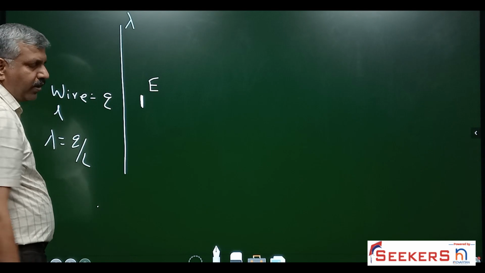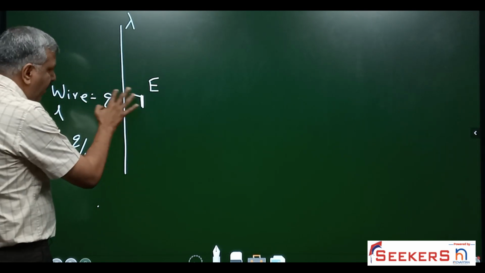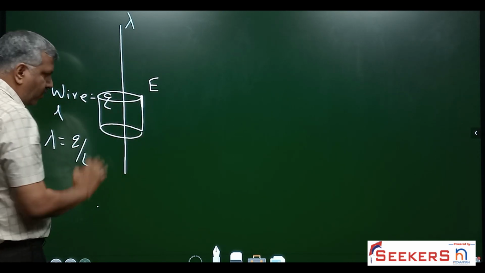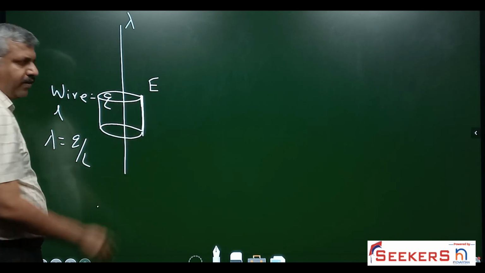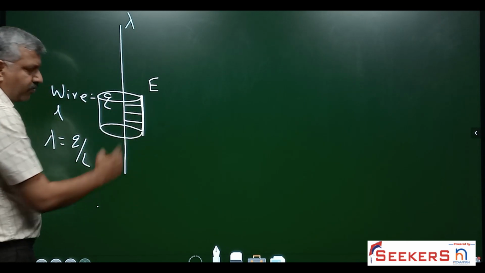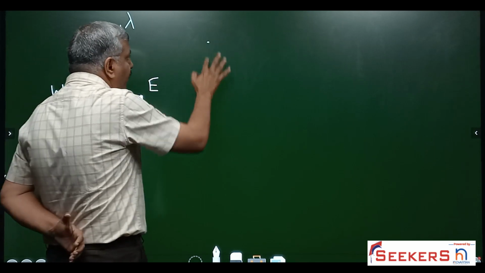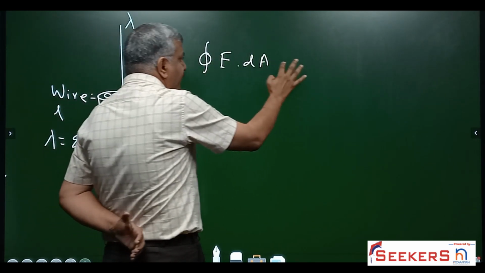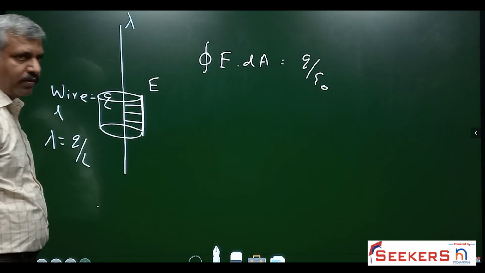So if I want to know what is the electric field, the first step is to draw the Gaussian surface. So I draw a cylindrical Gaussian surface. Again, why did I draw a cylindrical Gaussian surface? Because at all points on the cylinder the electric field is the same. Why is it the same? Because it is at the same distance from the line charge that we are talking of. Okay. So if I apply Gauss law, integral E dot dA is equal to Q divided by epsilon naught. Right? This is what is Gauss law.